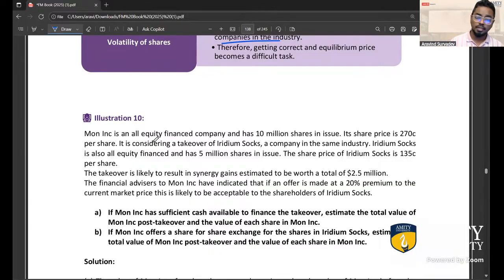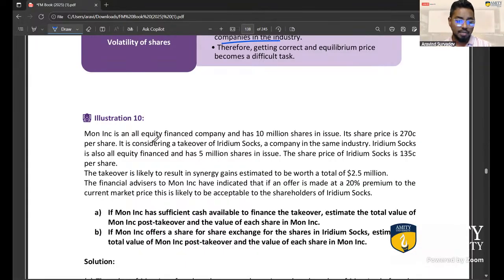It is considering a takeover of Iridium SOX, a company in the same industry. Now, Iridium SOX is also equity financed. It has 5 million shares in issue. The share price of Iridium SOX is 135 cents per share. The takeover is likely to result in synergy gains estimated to be worth a total of $2.5 million.